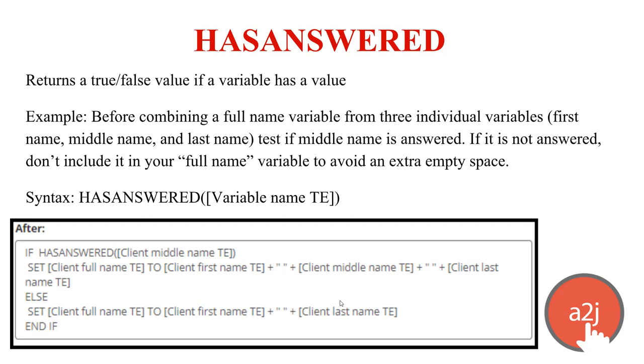You want to test if the end user has a middle name, because if they don't have a middle name, you're going to have an extra space in between first and last name that's going to look a little awkward. So here the logic example is if has answered client middle name, set full name to first space middle last. Otherwise, else, set full name to just first and last name. The syntax is the word has answered, all in caps, parentheses around the variable, which is in brackets as well.